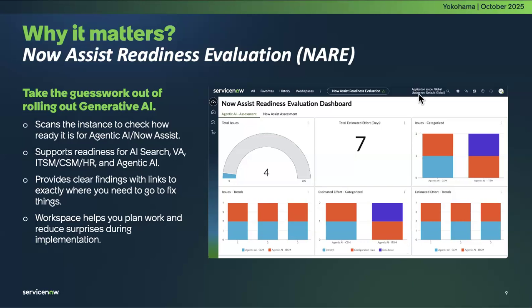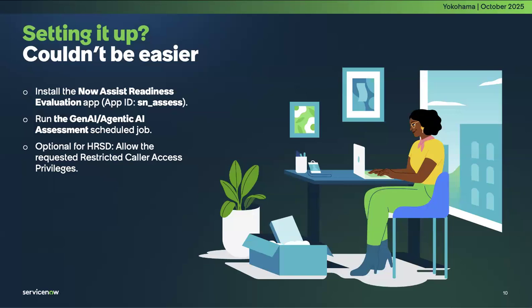Well, let's see how to get that for your next AI implementation and see how simple it is to set up this app. So when you install the Now Assist Readiness Evaluation, step 1, you run one scheduled job. It's a Gen AI, agentic AI assessment. Good things to know: your prerequisites are you have to be on Yokohama or Zurich or later, and then you need to have installed the app from the plugin manager. And you'll also want to make sure that you have admin to run it. After all that's done, you run that scheduled job.